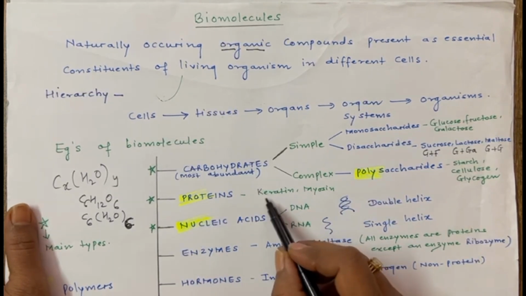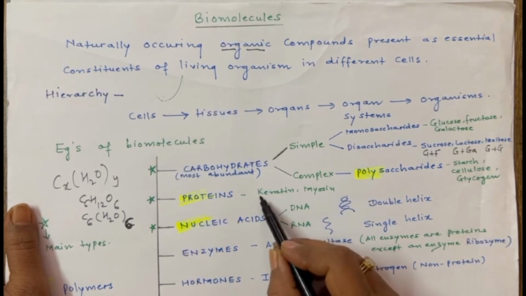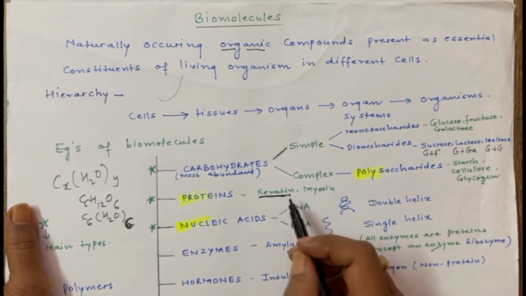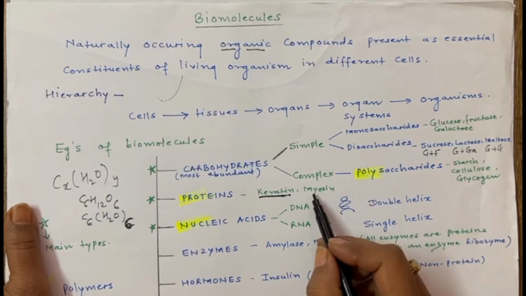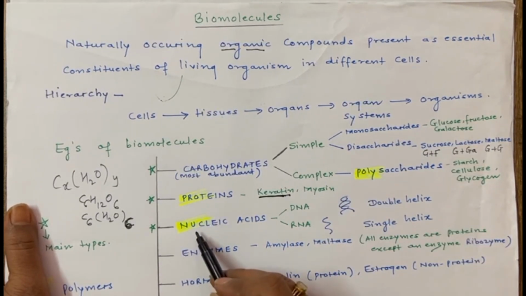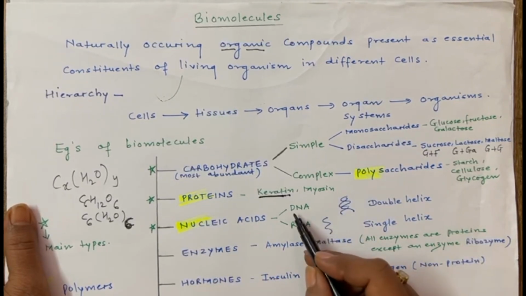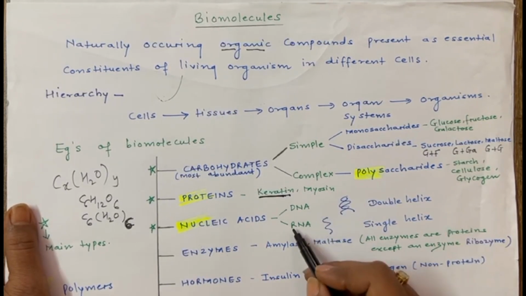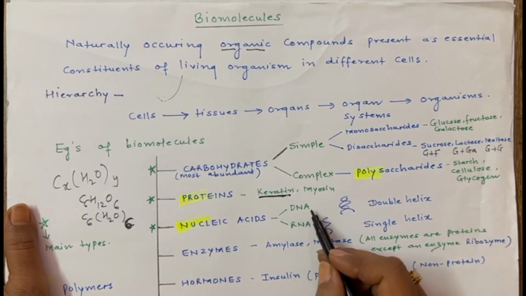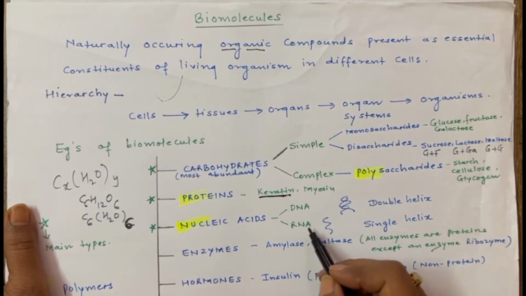Examples of proteins are keratin, which is present in our hair, in our nails, and in the hoofs of the animals. Myosin, which is present in the muscles. Nucleic acids are the third category of biomolecules. They are of two types, DNA and RNA. So DNA is deoxyribonucleic acid and RNA is ribonucleic acid.